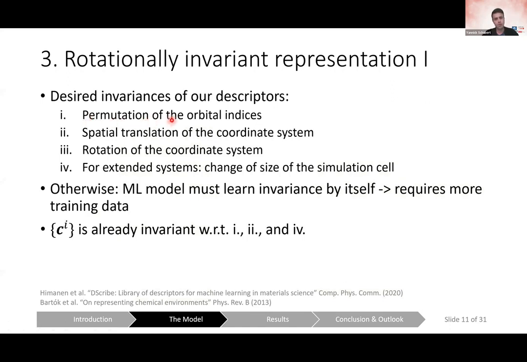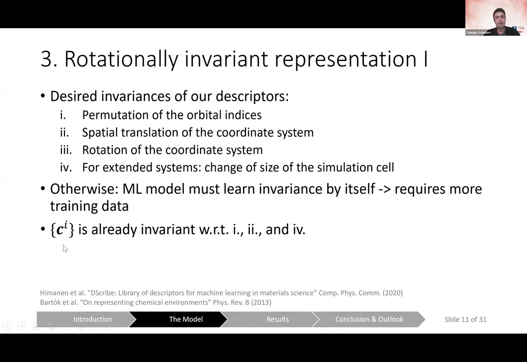invariance with respect to permuting the orbital indices, invariance with respect to translating the whole coordinate system, rotational invariance, and also size invariance. If these invariances were not satisfied by our descriptors, then the machine learning model would have to learn these invariances by itself, and normally this requires more training data. Yesterday in Martin's talk, you saw an alternative approach, which was using equivariant neural networks.